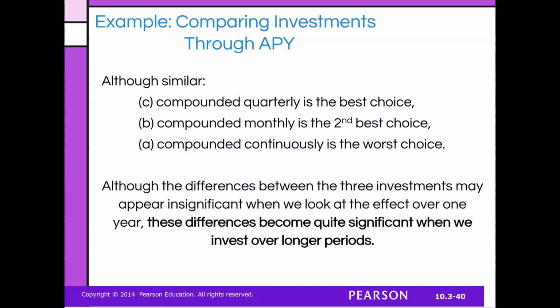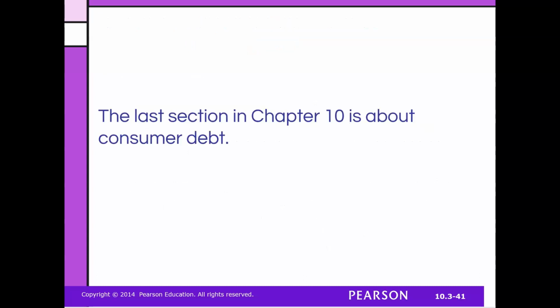Although the differences between the 3 investments may appear insignificant over the year, remember that it grows after a long period of time. Think about that first 40 years and then afterwards it was really growing. These differences become quite significant over longer periods of time. And then the last section in Chapter 10 is all about consumer debt.